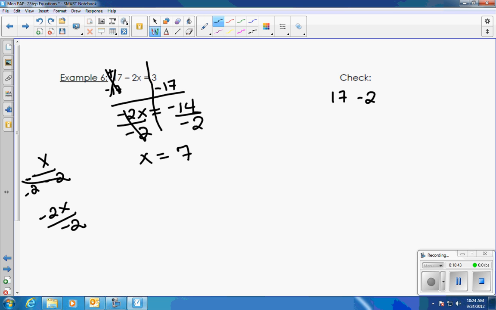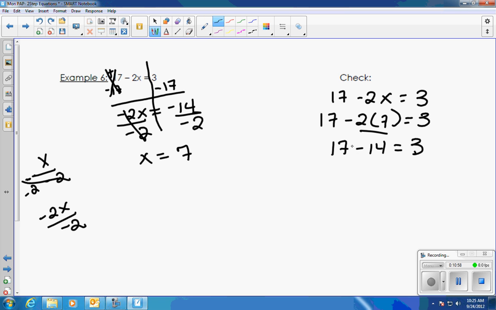And just to check, because this one was tricky, we're going to go back and plug it in. 17 minus 2 times 7 equals 3. 2 times 7 is 14. 17 minus 14 is 3. So did it work? Yes, it did.